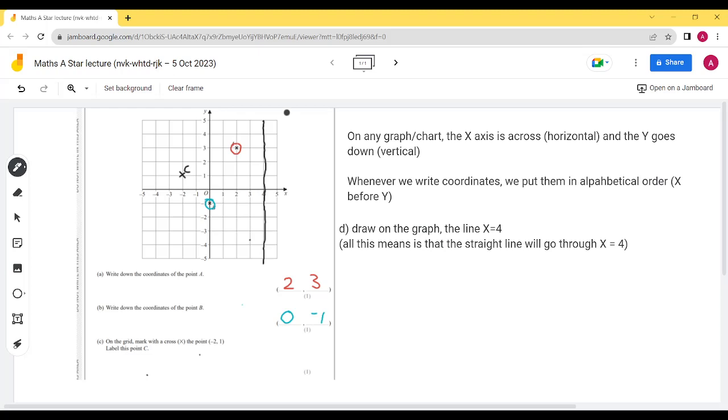But you can see, so it goes through x equals 4 at all times. And then we'll add a part E here.